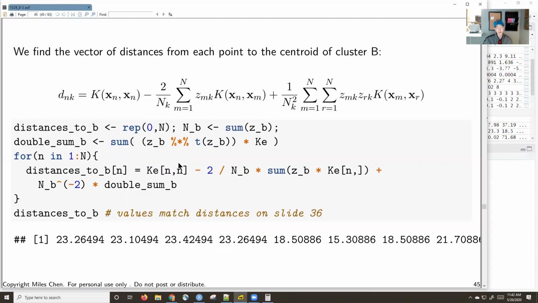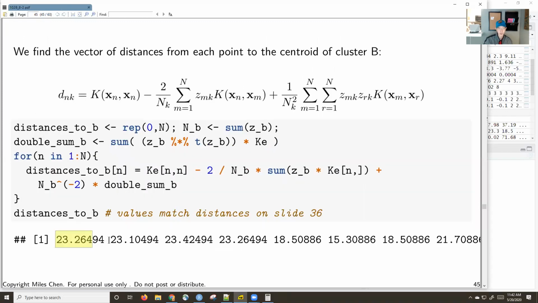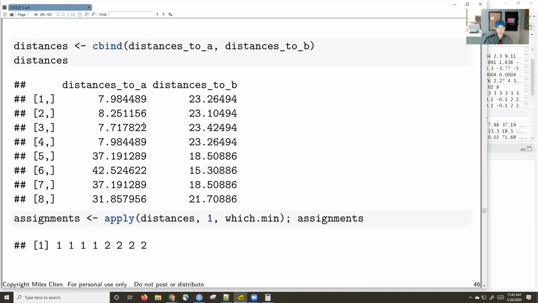I do the same thing for the distances to centroid B, okay? And if I compare this to the slide, again, these distances, 23.264, 23.104, 23.424, same distances, okay? So we're able to get these distances to the centroids, the same values, okay? And here I put them all together.